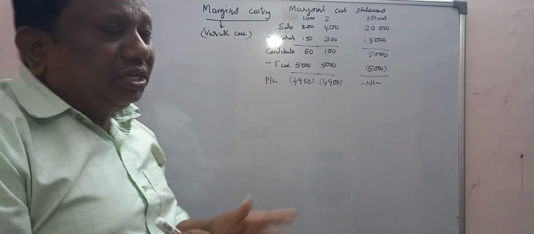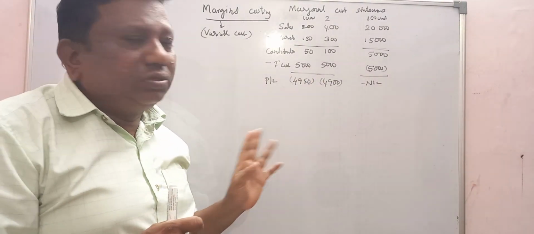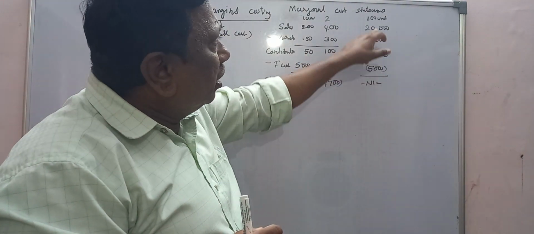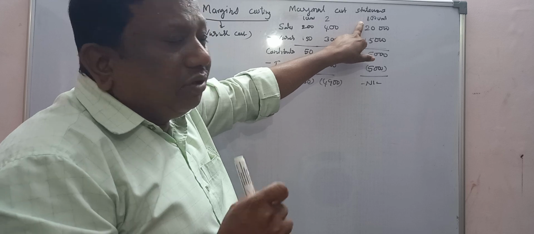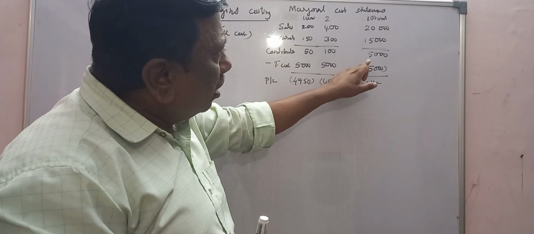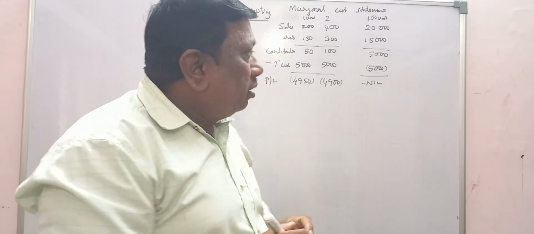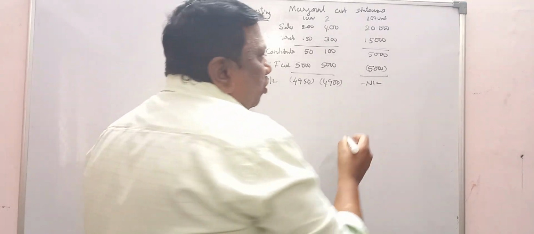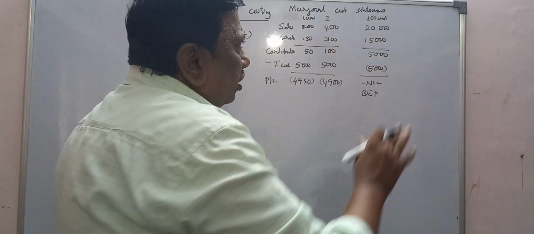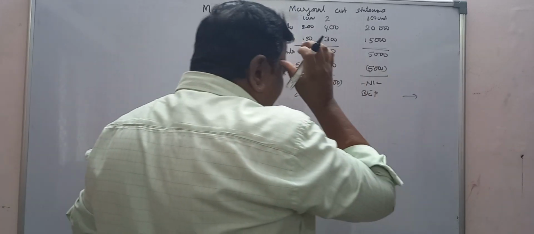So when my contribution reaches 5,000, equal to the fixed cost, I get no loss and no profit. If we are able to sell 100 units, I am getting a contribution of 5,000. That is called the break even point. Up to this point there is a loss, beyond this there is profit.